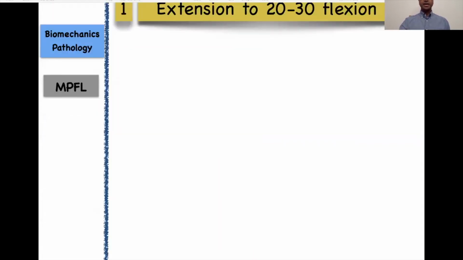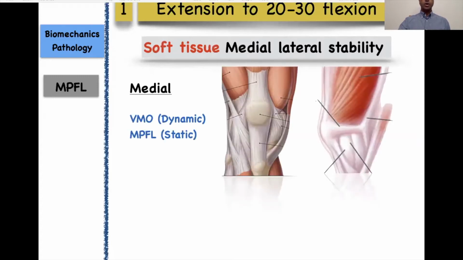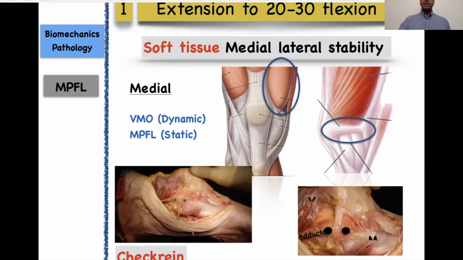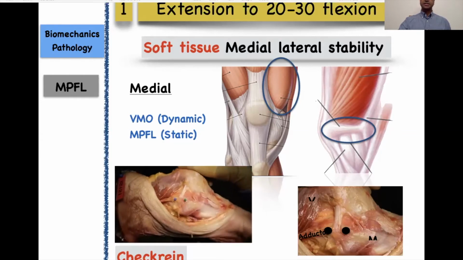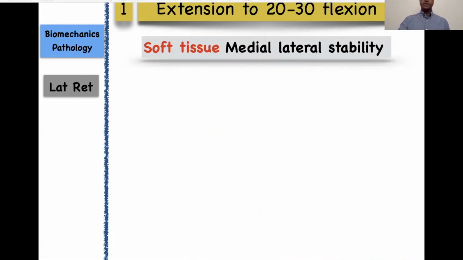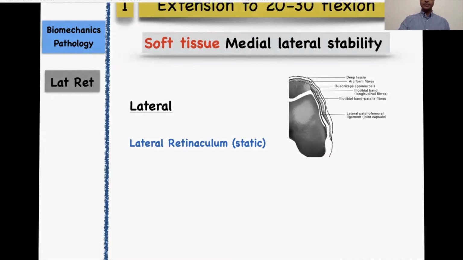So if you look at the pathobiomechanics of the knee joint in extended position, maximum up to 20-degree flexion, the stability is provided by the soft tissue. On the medial side, there is a dynamic stability of VMO and static stability of MPFL. Now, MPFL is a checkrein. What it means is that it is not pulling the patella medially, but it is stopping the abnormal lateral displacement of the patella. And MPFL is relatively isometric throughout the range of motion, with slightly lax in flexion beyond 20 to 30 degrees. The stability of the soft tissue on the lateral side is by the lateral retinaculum.